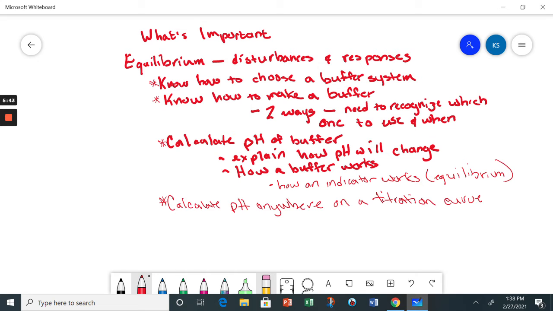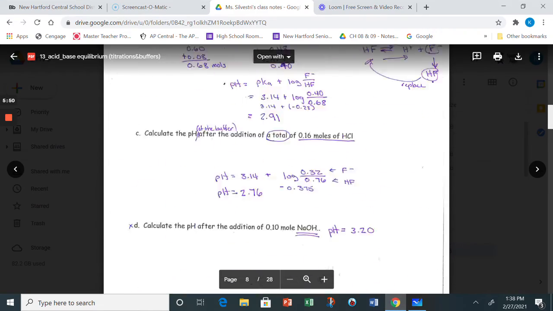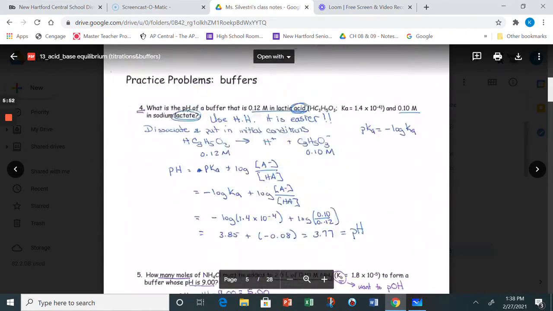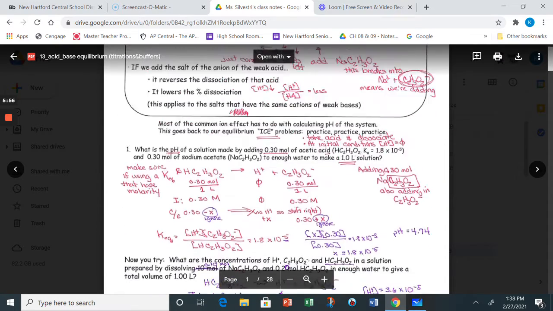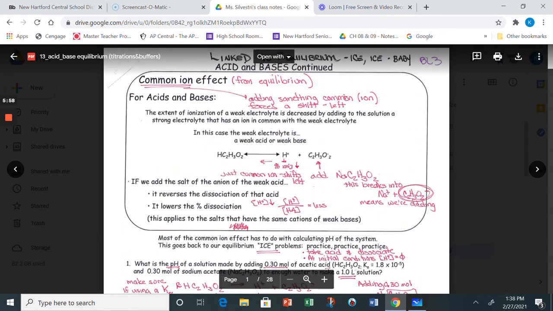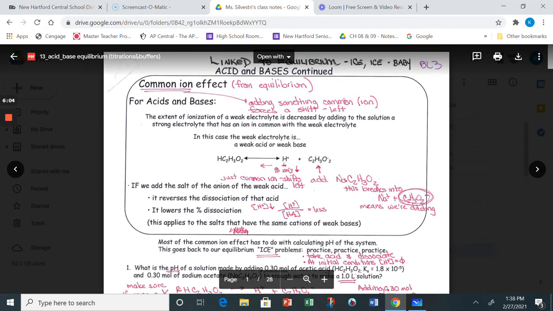So I'm going to go back to the notes. I was just scrolling through to see where we left off. Okay, so the other day, Friday, we started talking about this common ion thing. We started talking about how it is an equilibrium here. We've got the equilibrium of our acid going on. We add in a common ion, it shifts.